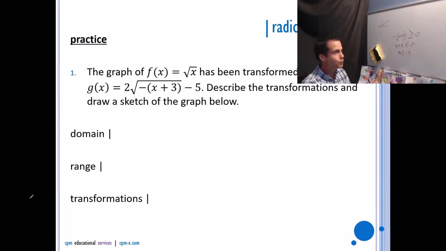Okay, so my domain would be all the members of the reals such that x is less than or equal to 3. The range, well, the original one would have been y is greater than or equal to 0. I've moved that down 5, so now I'm going to be greater than or equal to -5. Okay.